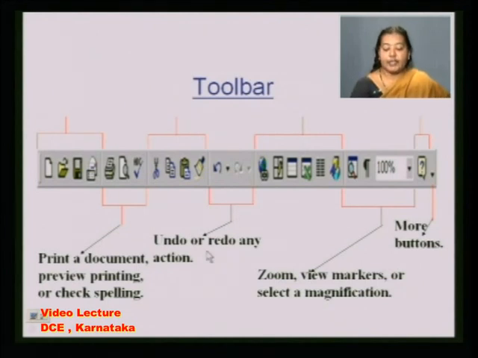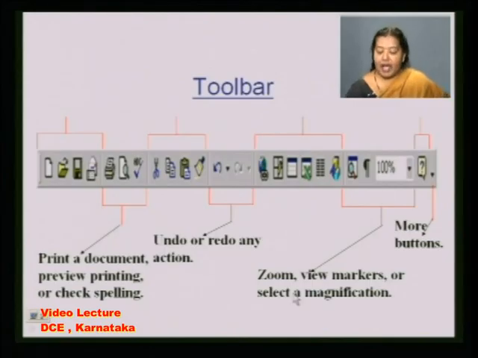This is undo or redo any action. Now you have typed some 10 sentences, okay, by mistake you delete them. Suppose you do this undo, it means that deletion operation is cancelled. The deleted operation gets cancelled. All 10 sentences are as it is. So you don't have to sit and type once again.